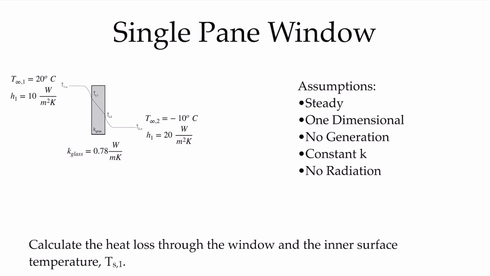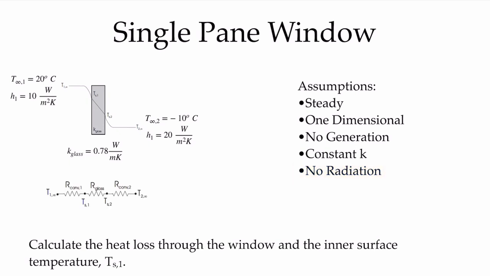We'll start by thinking about our assumptions. Of course, in order to use the resistance networks, we need steady one-dimensional heat transfer with no generation. We'll again go with a constant K, or the average K, and we're going to neglect radiation in these calculations and only think about the effects of radiation at the end.